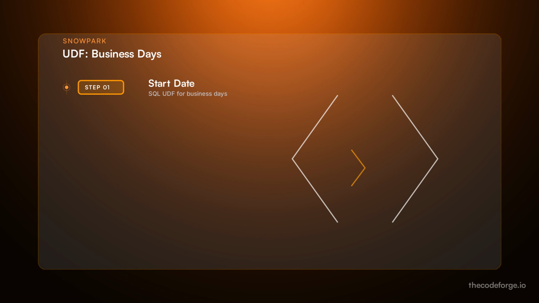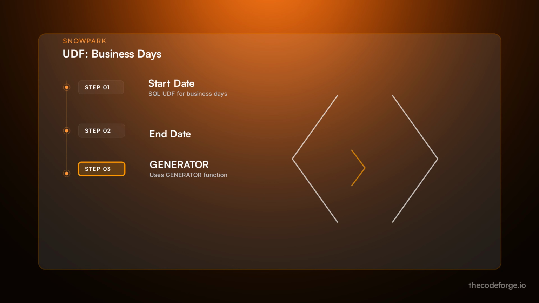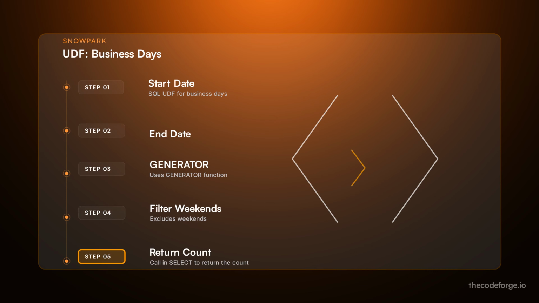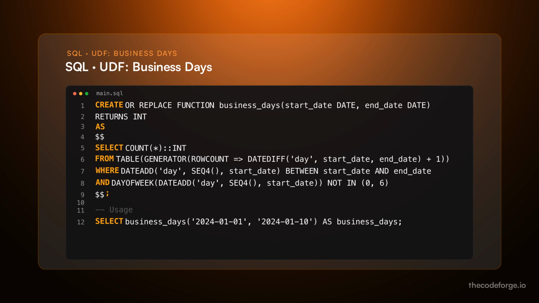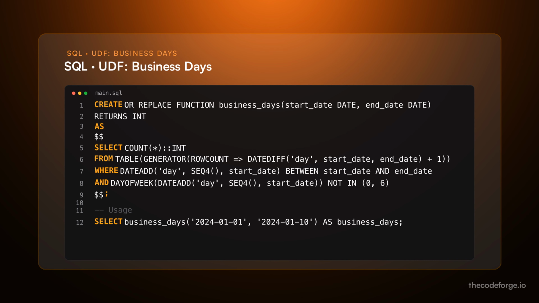Here's a SQL UDF that calculates business days between two dates, excluding weekends. It uses the generator function to create a series of dates, filters out weekends, and is called in a select statement to return the count. The UDF uses DATEDIFF for the day range, then generator to produce row sequences, with DATEADD creating each date. DAYOFWEEK filters out weekends. Use it directly in a select.